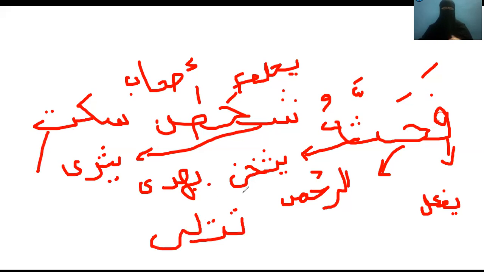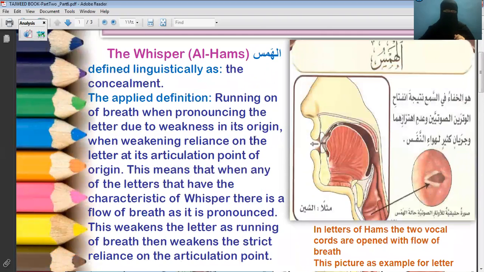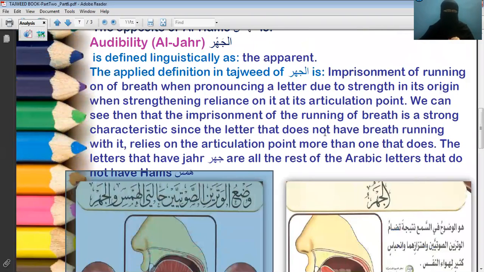What are the jahr letters? All the letters except hams letters. Again, turn to the book. The first adjective is called al-hams. What is the meaning of hams? Running of breath when pronouncing the letter. Why? Because we didn't close the articulation points, due to the weakness in its organ. But the opposite of hams, al-jahr, cutting the breath when we pronounce the letter. Because we close the articulation point of the letter.